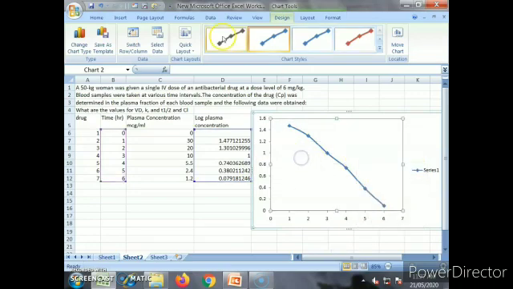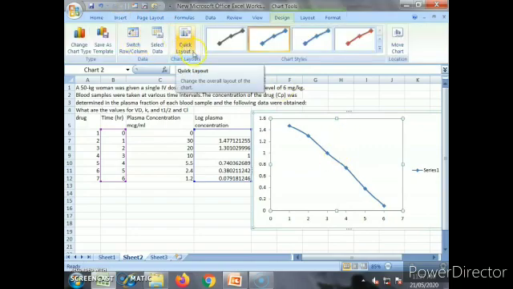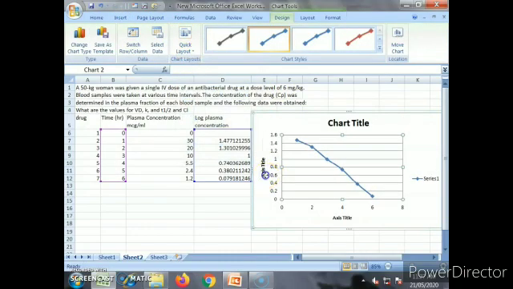So at the y-axis is the log of plasma concentration versus time. This time will be in hours.